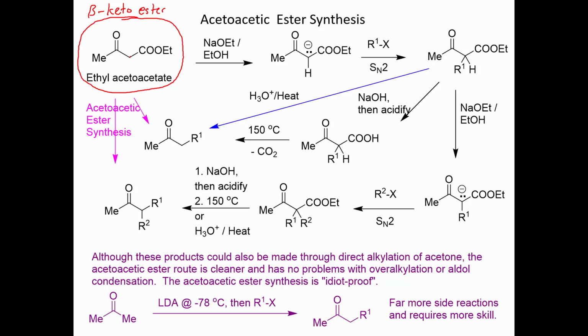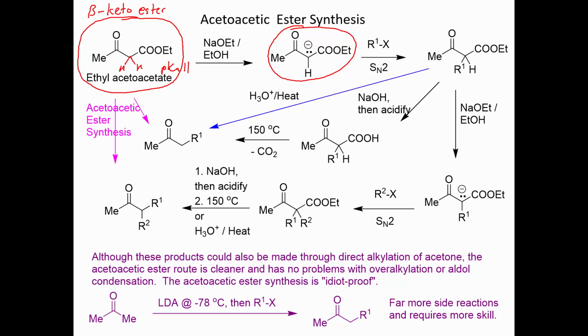Okay, because this compound is so acidic, its pKa is about 11, it reacts with relatively weak bases like sodium ethoxide and ethanol, and this will make now the anion, and you can alkylate this in a classic SN2 reaction to produce the compound here. Okay? All right.